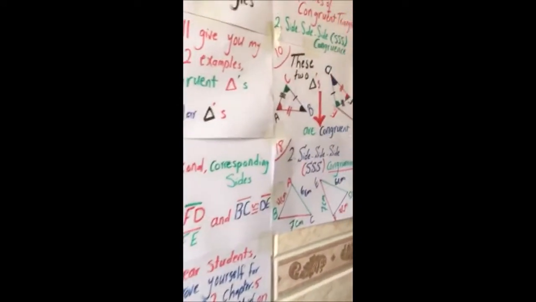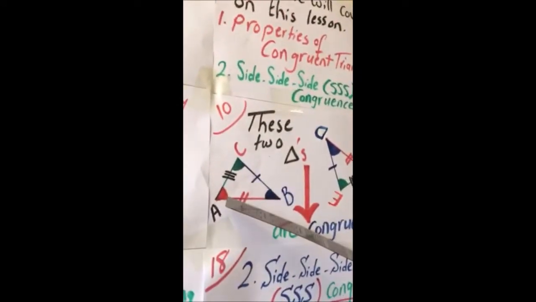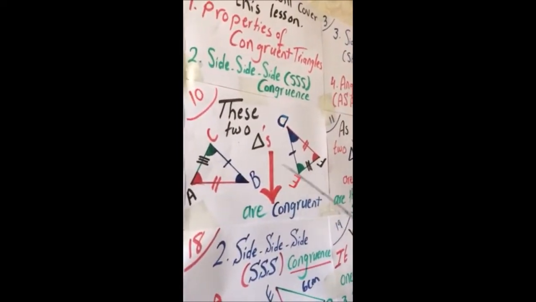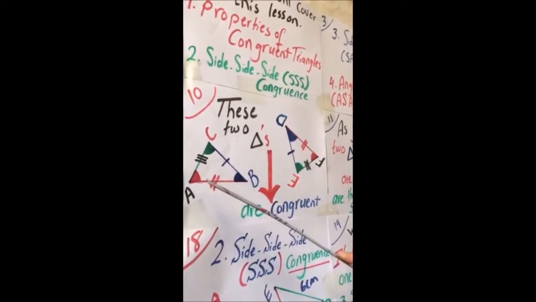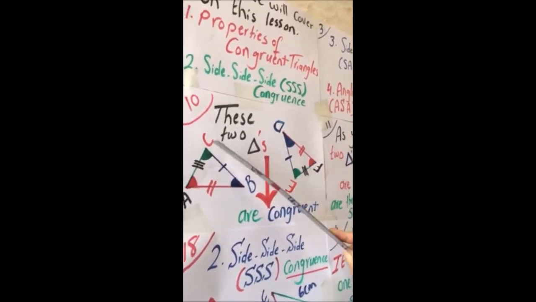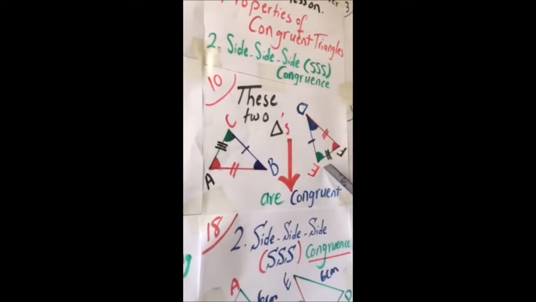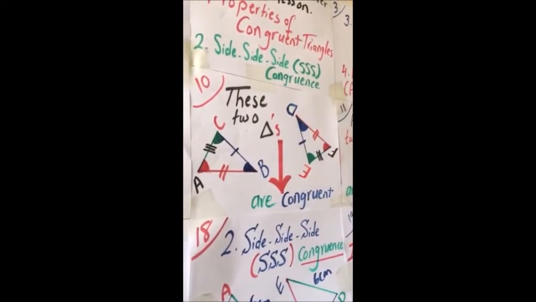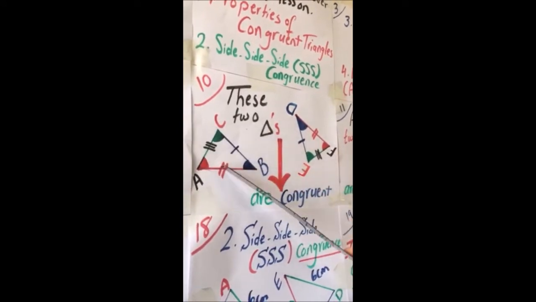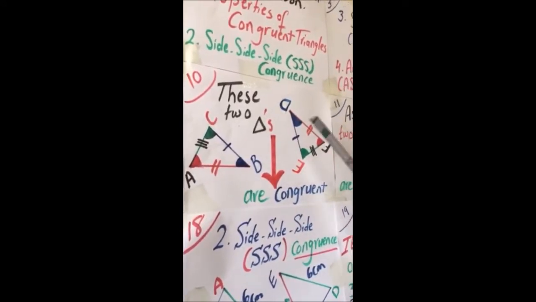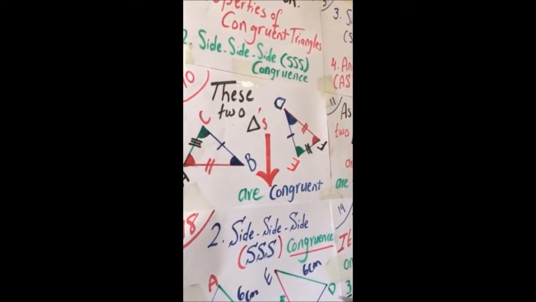Come here, guys, let me see. As you see here, we have a red angle and a red angle, green with green and blue with blue. That means angle A and angle F are congruent, angle C and angle E are congruent, and angle B and angle D are congruent. So each angle of this triangle is exactly the same as the corresponding angle of the other triangle.